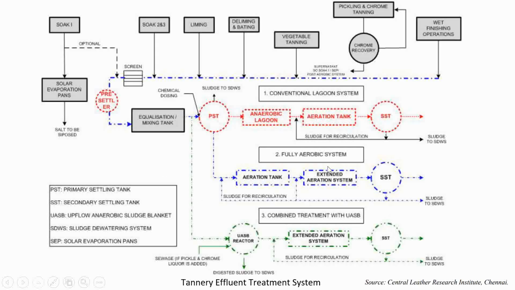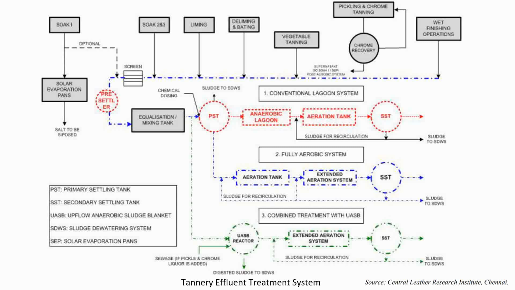So let's see the general treatment process. This looks very clumsy, but it can be understood that there are mainly three processes: conventional lagoon system, fully aerobic system, and combined treatment with UASB. Here we can see the blue line which shows where the water is coming in, and then it first goes to the pre-settler, and then to the equalization tank. Thereafter it goes to the PST, primary sludge treatment, and sludge is removed. Then after that it goes to the anaerobic lagoon, then the aeration tank, and biological treatment happens. So in this way we can also go for it.